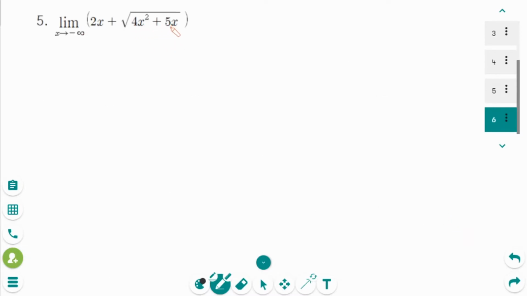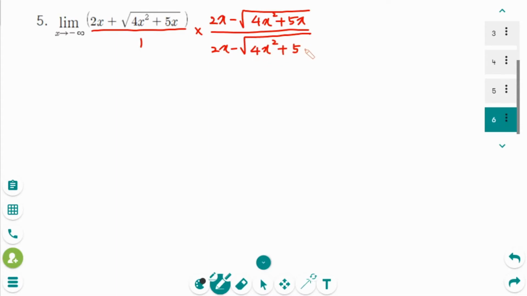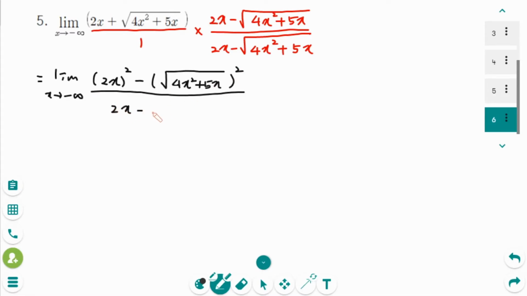Here is question 5. In this question, we need to multiply with a conjugate number to create a fraction. Create a fraction by putting the original question over 1. Multiply by its conjugate, 2x minus square root of 5x over same thing. Expand the numerator, it is the a plus b, a minus b form. So it's a squared minus b squared over same thing.